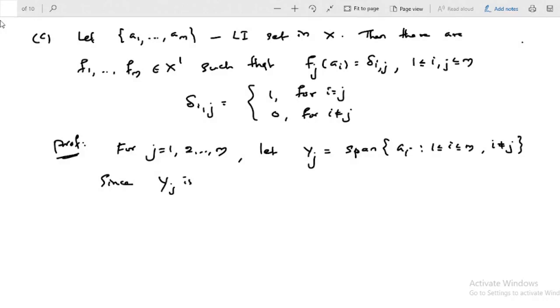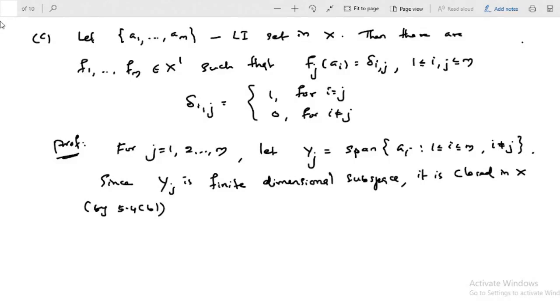Therefore, we can state a property of yj that we need here. That is, yj is closed. So yj is a finite dimensional subspace, and it is closed in X, by 5.4b. Now, aj is not in yj. If you observe, you can understand: if aj belonged to yj, we would lose the linear independence of a1, a2, ..., am.